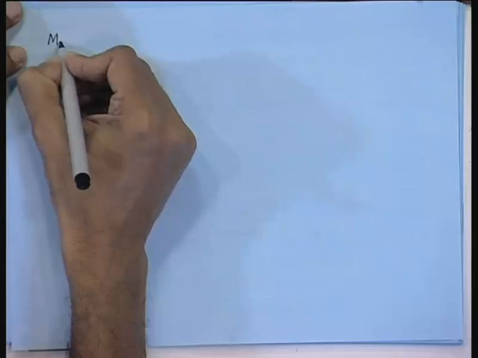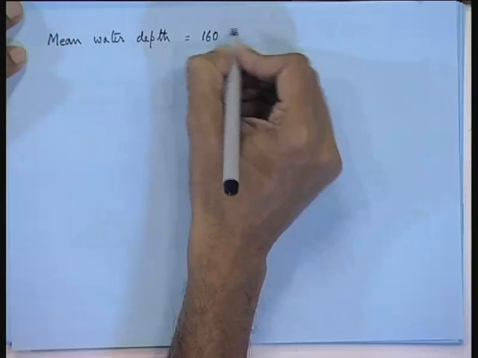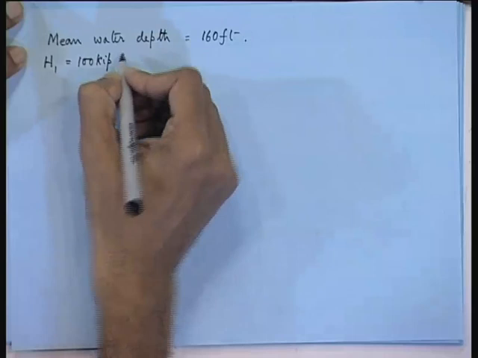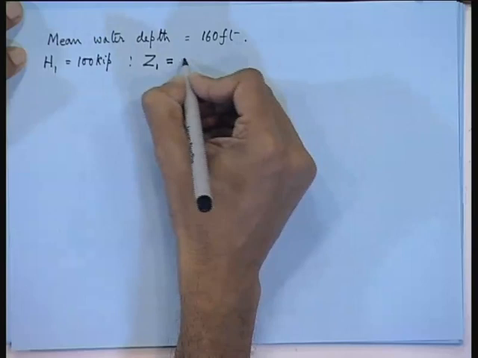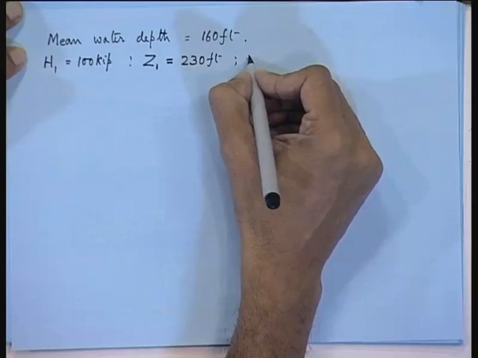Now in this problem that has been given, we do it for mean water depth. Mean water depth has been taken, I am sorry, this is in FPS units, so I have not converted this, so this is 160 feet. And H1 has been taken as 100 kilopounds. Now the height Z1 is the height of the deck or center of pressure for wind. So wind is giving a lever arm of 230 feet, and the wave and current is H2.